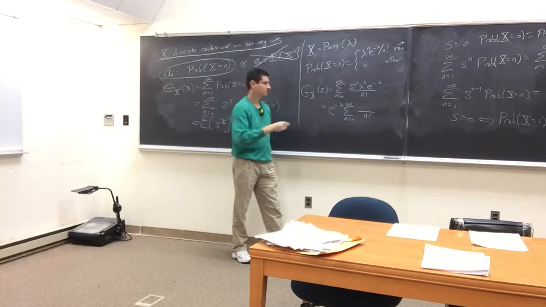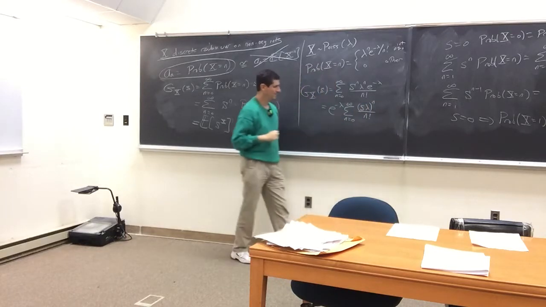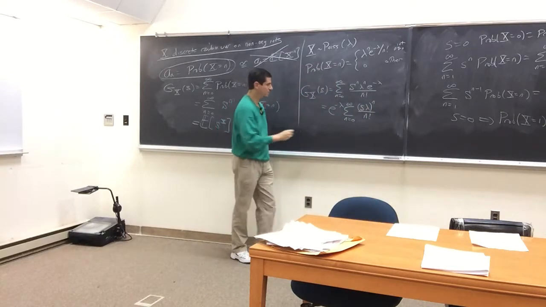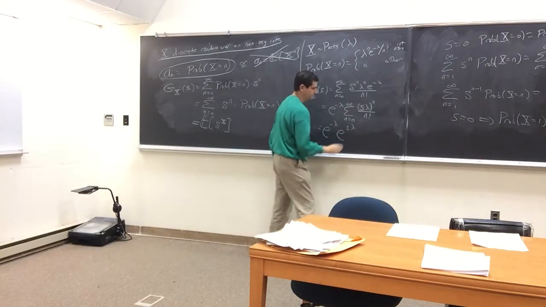S times lambda to the n. What does that look like? e to the s lambda. So we get e to the negative lambda, e to the s lambda.